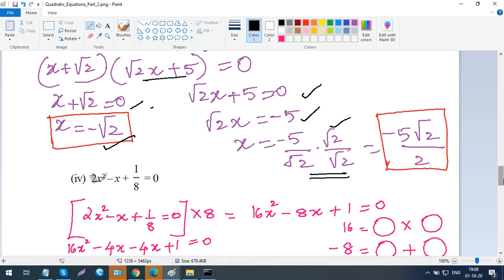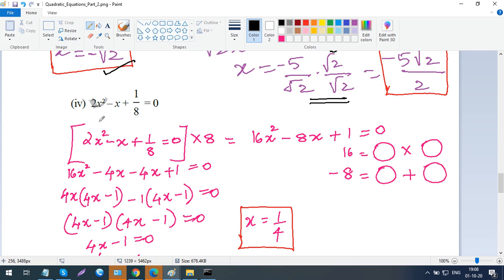Now look at this problem. The fourth problem has got 2x square minus x plus 1 over 8. So here you have got a rational number. Whenever you have a rational number, it turns out to be a little complicated. So first get rid of the rational number, I mean the denominator. If I could multiply this by 8, I can actually cancel this. So that is what I'm going to do.